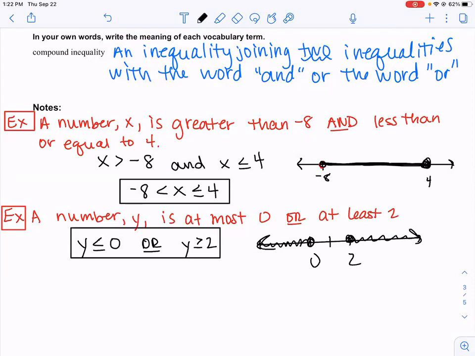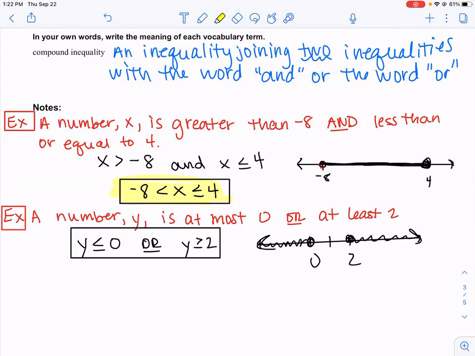Okay, so this is what I need you to understand. Holden and Aiden, this is getting a little out of control. You two have been talking to each other this whole class period, off and on. When you see this right here, I need you to understand that that is an and statement.